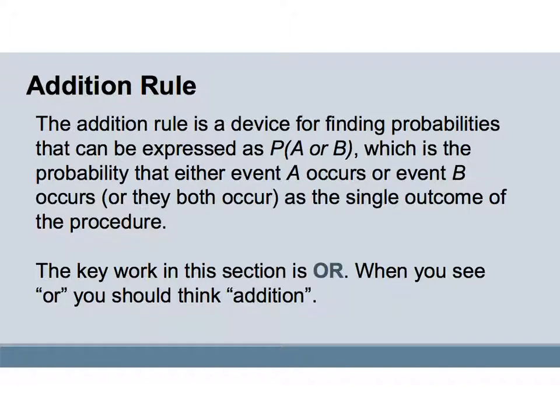Okay, so the first one of those rules for the more complicated probabilities is the addition rule. The addition rule is a device for finding probabilities that can be expressed as the probability of A or B, which is the probability that either event A occurs or event B occurs, or they both occur, as a single outcome of the procedure. The key word in this section is "or." If you see "or," you should think addition. Underline that. When you see "or," you should think addition.